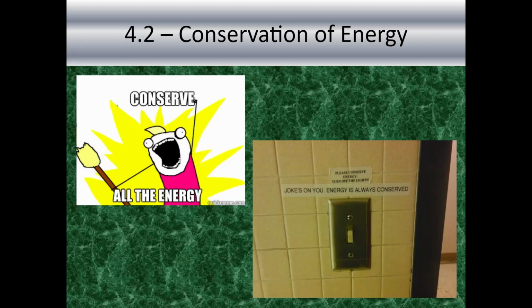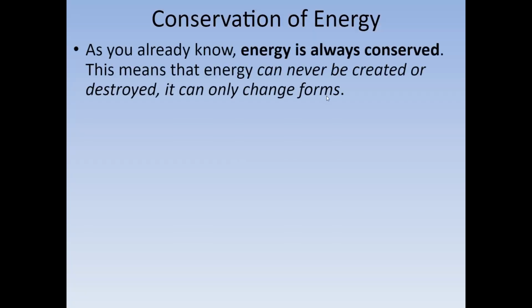The main gist of this, which you should already know from your previous classes, is that energy is always conserved. This means that energy can never be created or destroyed, it only changes forms. So if we have an object that has potential energy and then all of a sudden it loses potential, the idea is that it had to have gone somewhere. The object doesn't just lose potential energy, it goes somewhere.